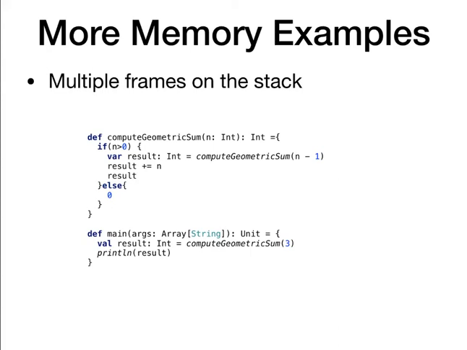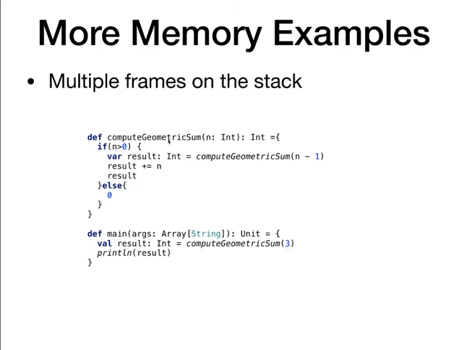So we saw multiple objects on the heap in heap space. Let's talk about multiple stack frames on the stack. We're going to look at this recursive algorithm that's going to compute the geometric sum. So given a number, I want to compute the sum of every integer from 1 to that number. So input of 3, I expect to be printing out 6 here.